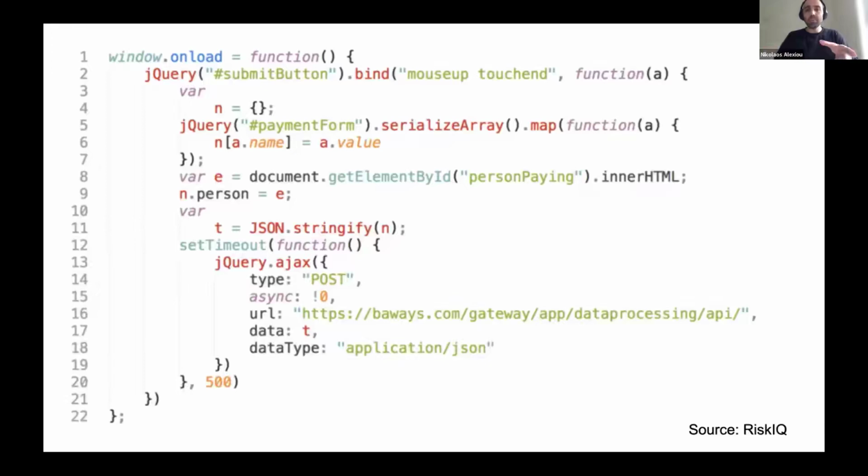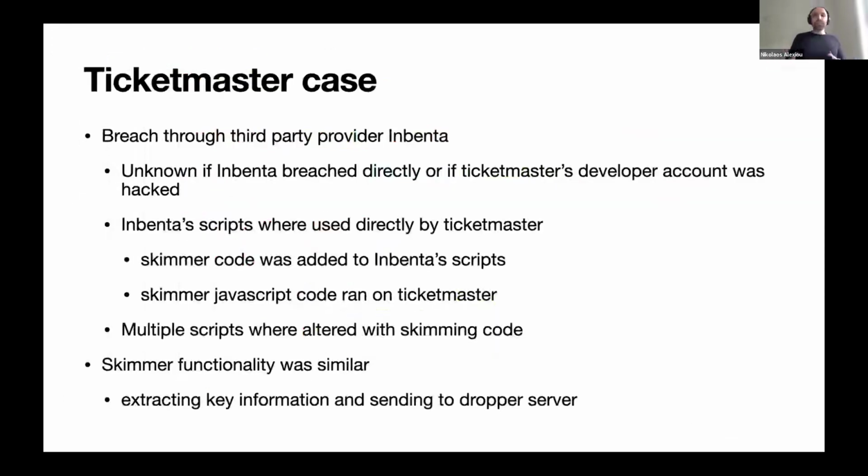It will do an HTTP post to this baways.com domain. That is the drop server that the Magecart group used to collect all stolen credit card information. Simple, straightforward, effective, characteristic piece of these types of attacks. Let's move on and look at yet another case from Ticketmaster.